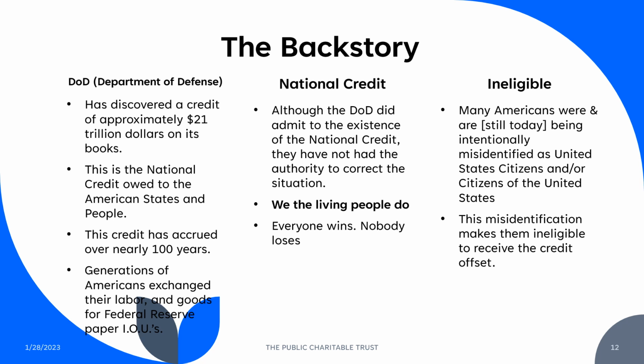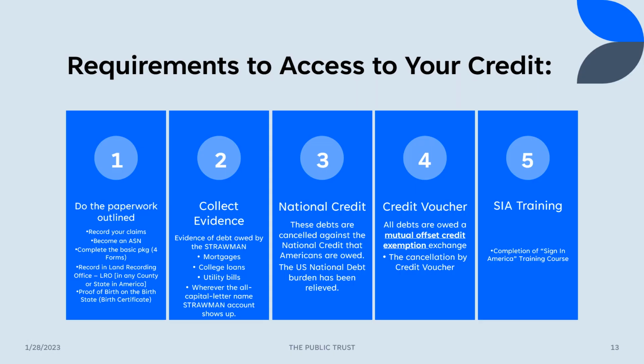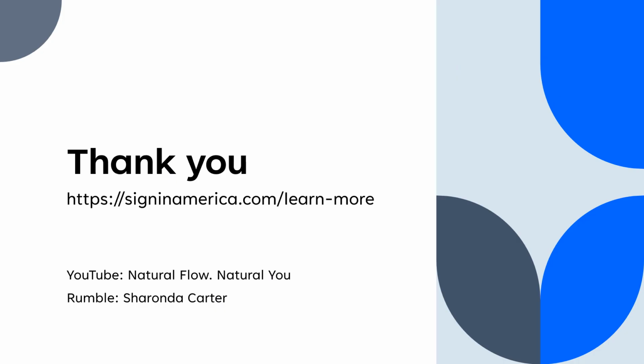Ineligibility. Who is ineligible? Many Americans were and are still today being intentionally misidentified as United States citizens and or citizens of the United States. And this misidentification makes them ineligible to receive the credit offset, which is why it is very important to do your paperwork. And what's the requirements to access your credit? Well, one is to do the paperwork.